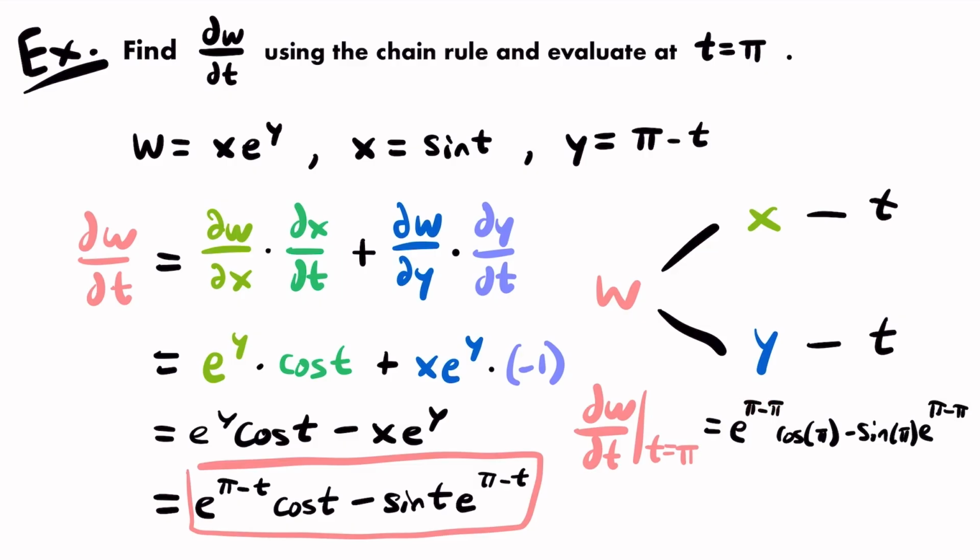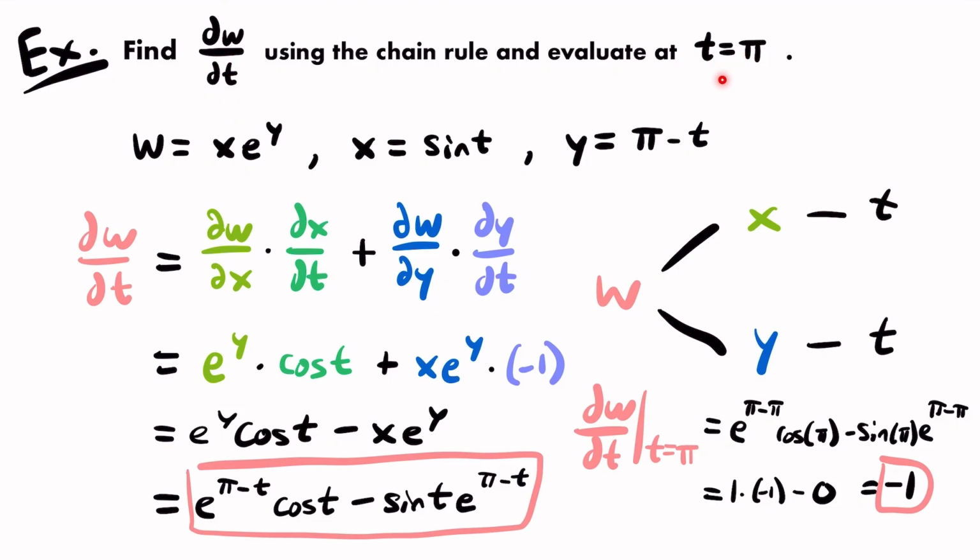Now pi minus pi is 0, and e to the power of 0 is 1. So this will simplify to 1 times cosine of pi, which is a negative 1, minus sine of pi, which is 0, times 1, which is just 0. So you're subtracting 0, and so really you just have 1 times negative 1, which gives you negative 1. That is the evaluation of dw dt at t equals pi.